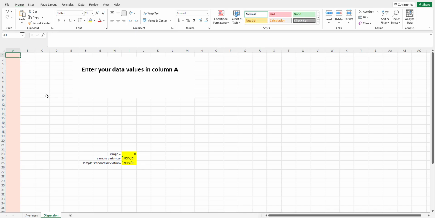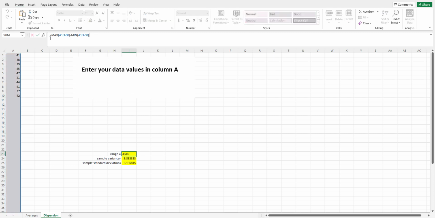I also have an Excel template that will do the same thing. All you have to do is type your data values in column A. Once you have all of your data values in, the boxes in the yellow will come up. The answers will populate. The first one is the range. As you can see, it's 10. If you click on it, if you look up at this box up here, it'll tell you the Excel command that I used to get that number.